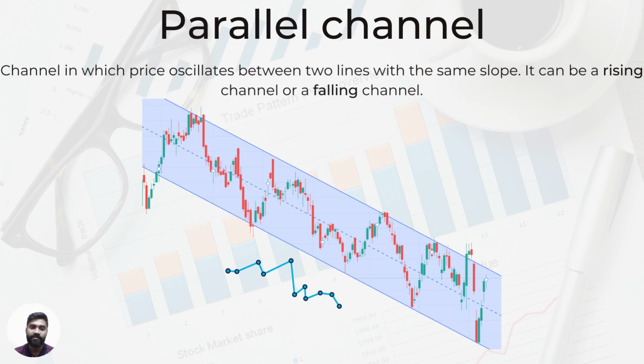And we have the parallel channel. This is a channel in which price oscillates between two lines with the same slope. It can be a rising channel or a falling channel. The top line of the parallel channel indicates the resistance, while the bottom line indicates the support.